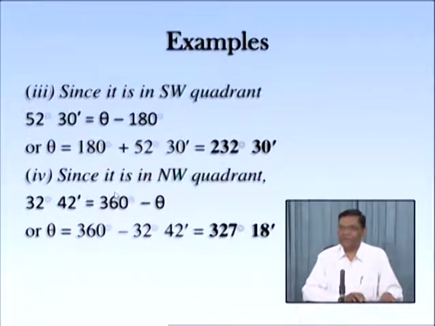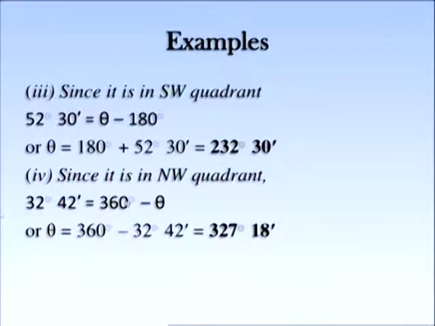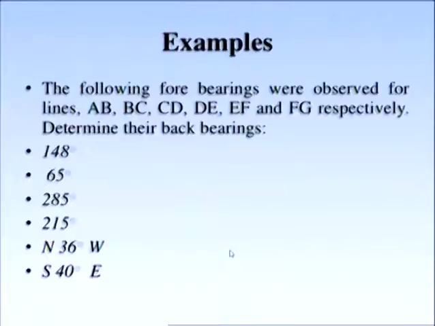And this is the fourth example. It is in the fourth quadrant, that is north to west. So to find the whole circle bearing, it is 360 minus the angle. So 360 minus 32 degree and 42 minute. If we subtract this, whatever value we get indicates the whole circle bearing.